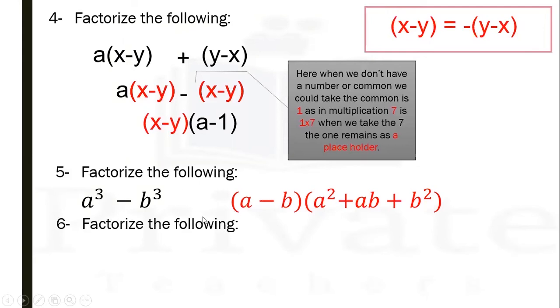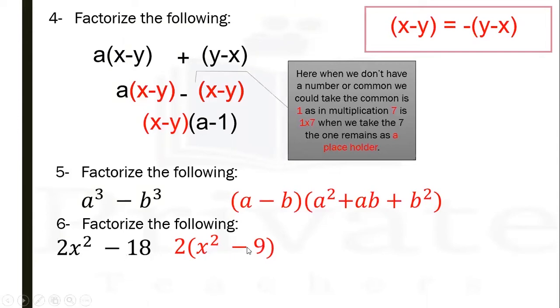Number 6, factorize the following: 2x to the power of 2 minus 18. As I told you, firstly, we are going to look for a common factor, which is the 2, because 18 here is 9 times 2. When we take 2 as common factor, what remains inside the bracket from this is x to the power of 2 minus what remains from the 18, 9.